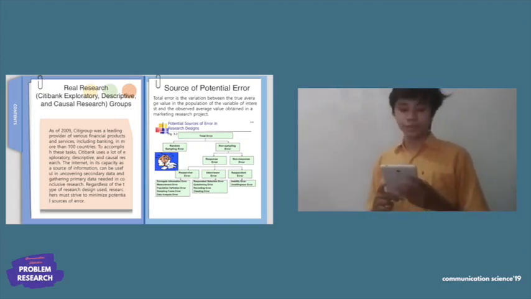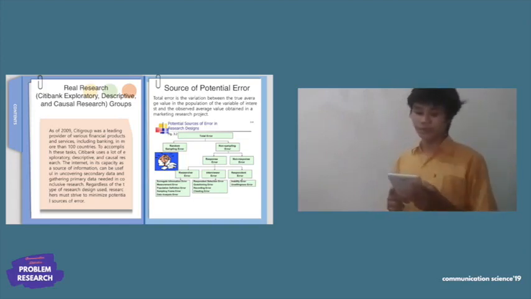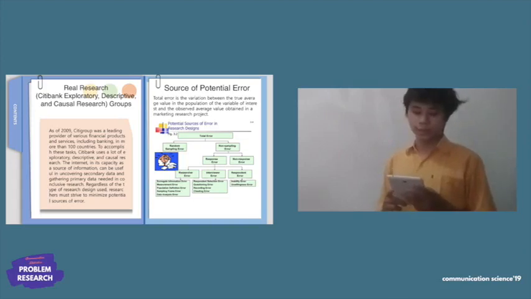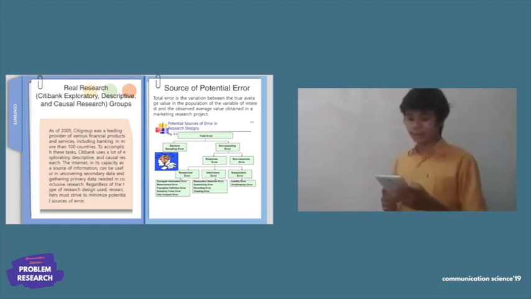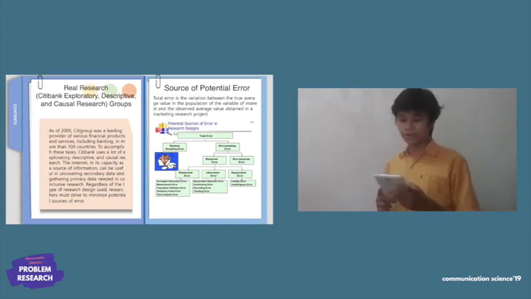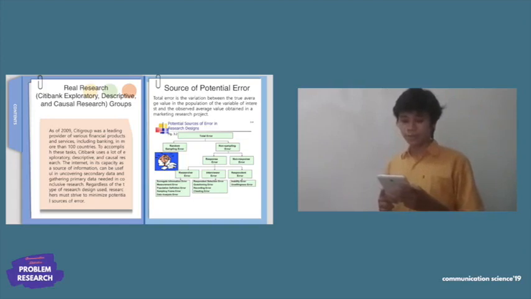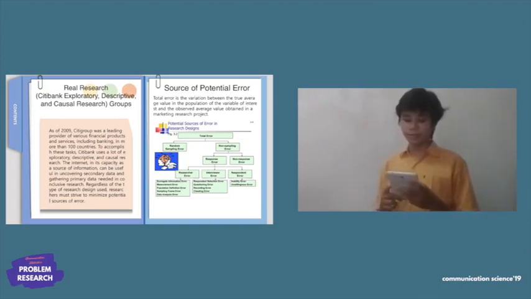Next one is response error. Response error can be made by researchers, interviewers, or respondents. Mistakes made by researchers include, first, surrogate information error. It can be defined as the variation between information needed for the marketing research problem and information sought by the researcher. Next one is measurement error. It can be defined as the variation between the information sought and the information produced by the measurement process used by researchers.